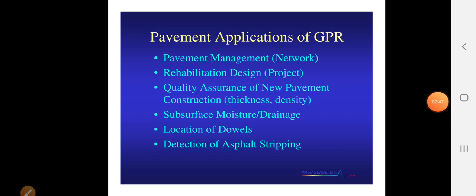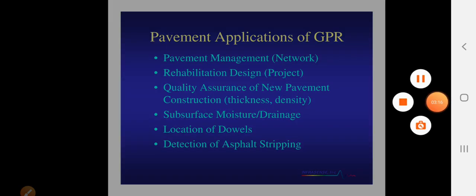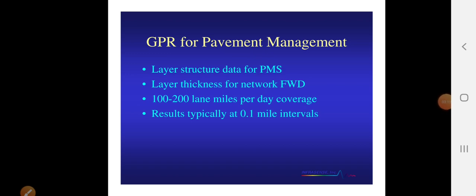Now the applications: you can use it for pavement management, rehabilitation design work, and quality assurance of new pavement construction, its thickness and density. Also subgrade moisture for drainage, location of dowel bars in the case of concrete pavement, and detection of asphalt stripping due to the affinity towards water. Layer data for the PMS, thickness for the falling weight deflectometer; 100 to 200 lane miles per day coverage is easily possible.